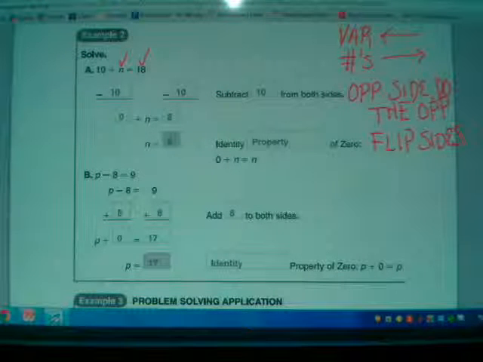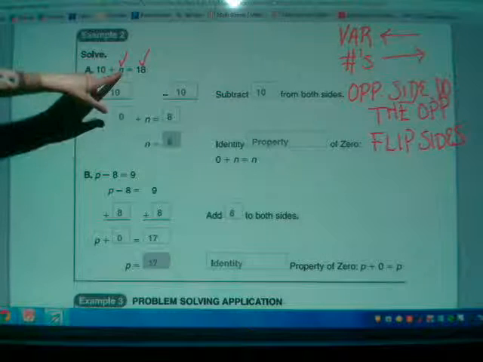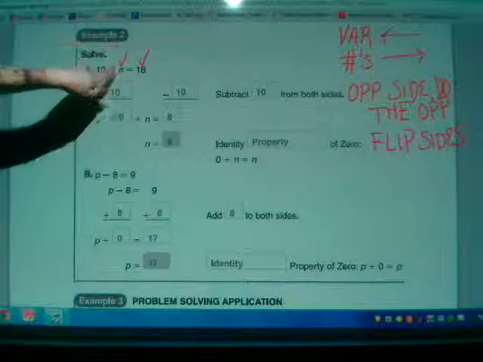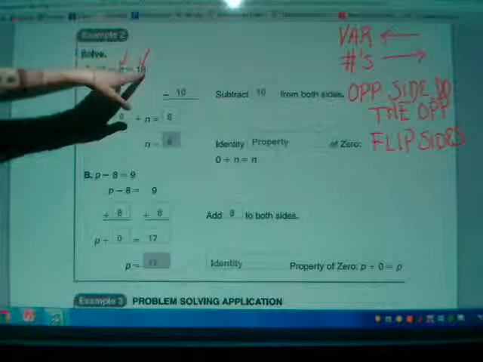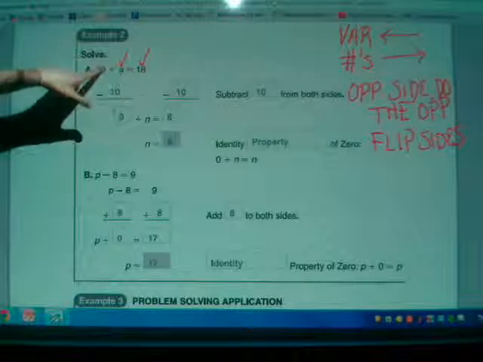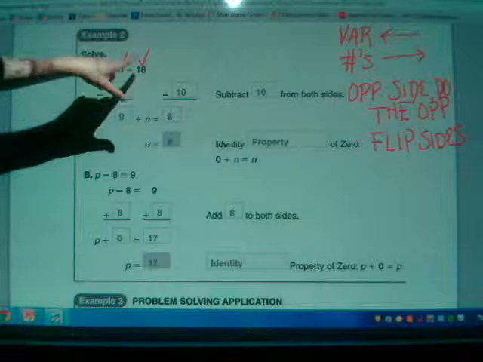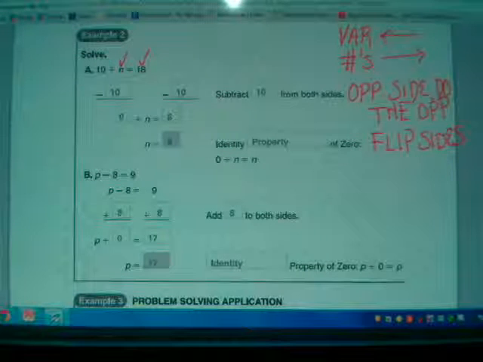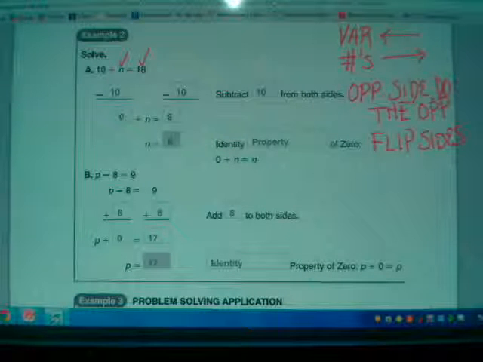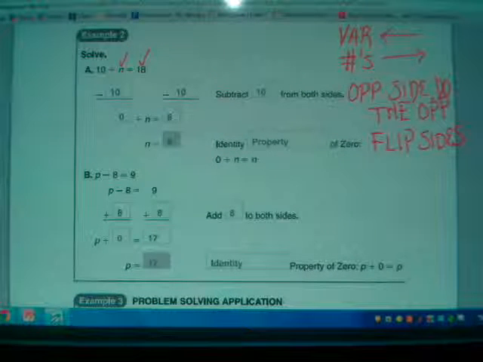Well, we can check that to make sure that that makes good sense for us by changing n into 8. And again, making sure that the left side equals out to the same thing as the right side. 10 plus 8 is 18. The other side says 18, and we have a match, which means we solved the equation correctly.